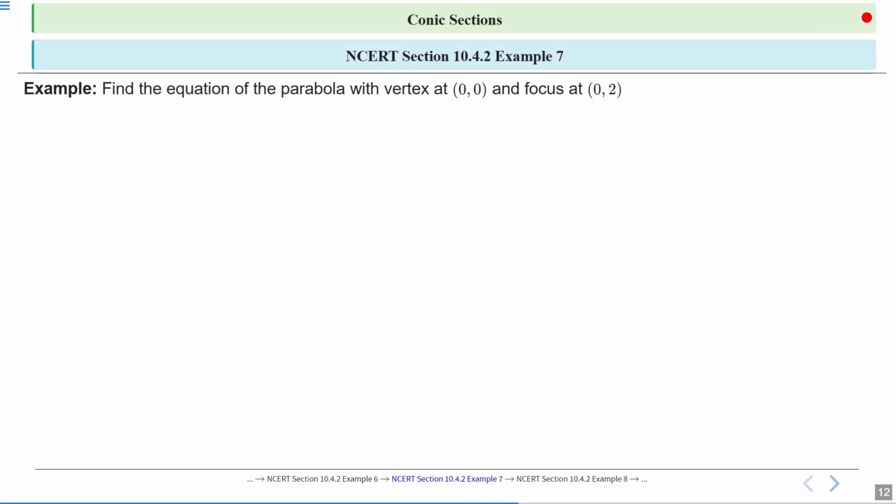In this example, we have to find the equation of the parabola with vertex at (0, 0) and focus at (0, 2). So we have given here the vertex of the parabola (0, 0) and focus at (0, 2), and then we have to find the equation of the parabola. So students, first of all, try it yourself. You have 40 seconds to try to solve this example, then after we will provide the solution.